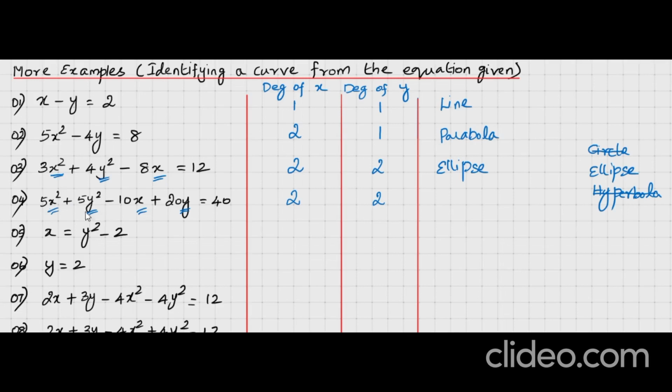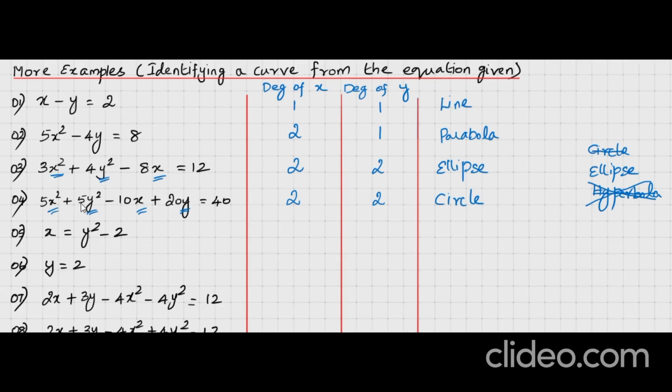Okay, if both carry the same symbol, it won't be a hyperbola. So the hyperbola option is ruled out. Then what is the second thing we are going to discuss? See the coefficients. Here the coefficient of x square is 5 as well as the coefficient of y square is also 5. So it represents a circle. If the coefficients were different, it represents an ellipse.